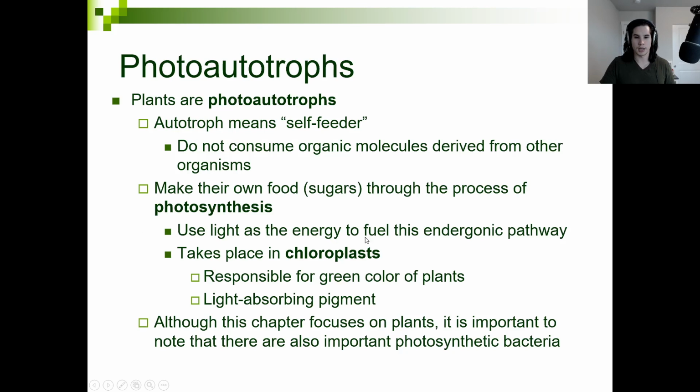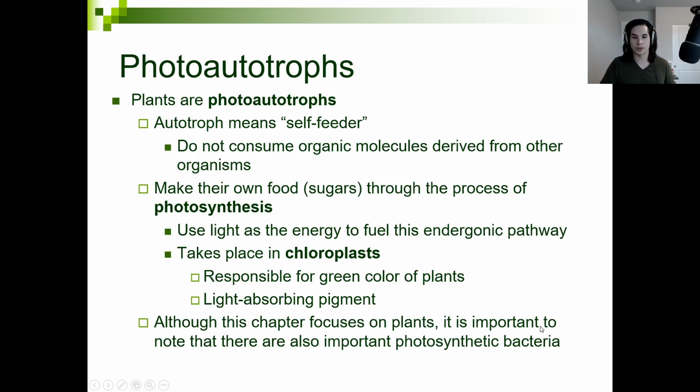They use light as energy to fuel the endergonic pathway. Endergonic means we are taking smaller things and making something bigger, versus exergonic, where we're taking something bigger and breaking it down into many small pieces. All of this is going to take place within the chloroplast, and the chloroplasts are what contribute to the green color of plants. Your chloroplasts contain a lot of chlorophyll A, actually a lot of different types of chlorophylls. The reason they're green, we'll get to this later, is because they're absorbing all other wavelengths of light and reflecting green, and that's why we observe that green.